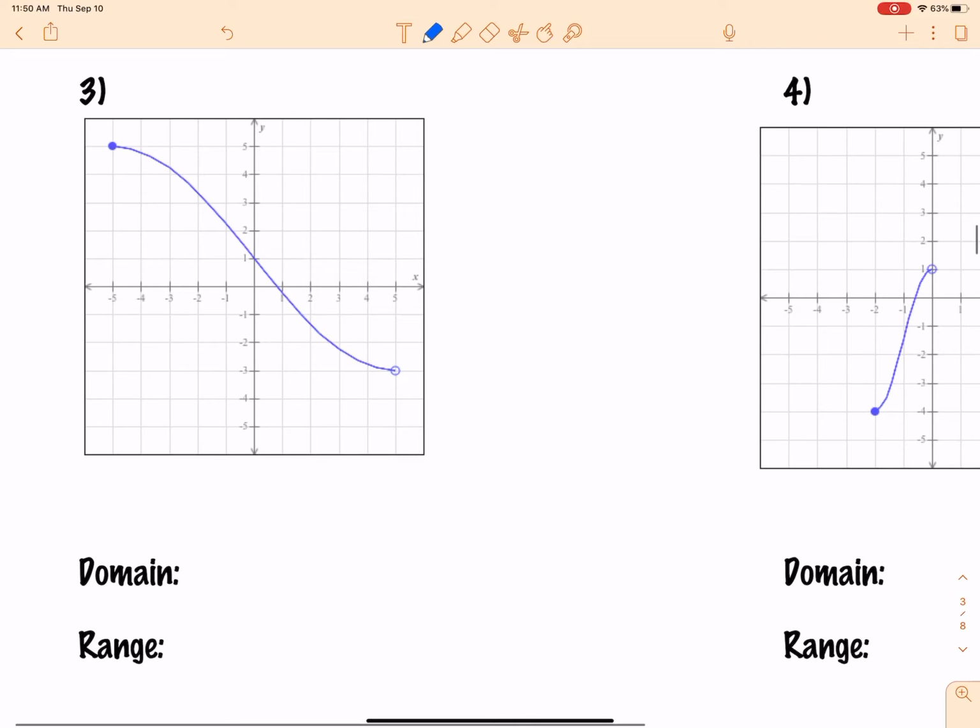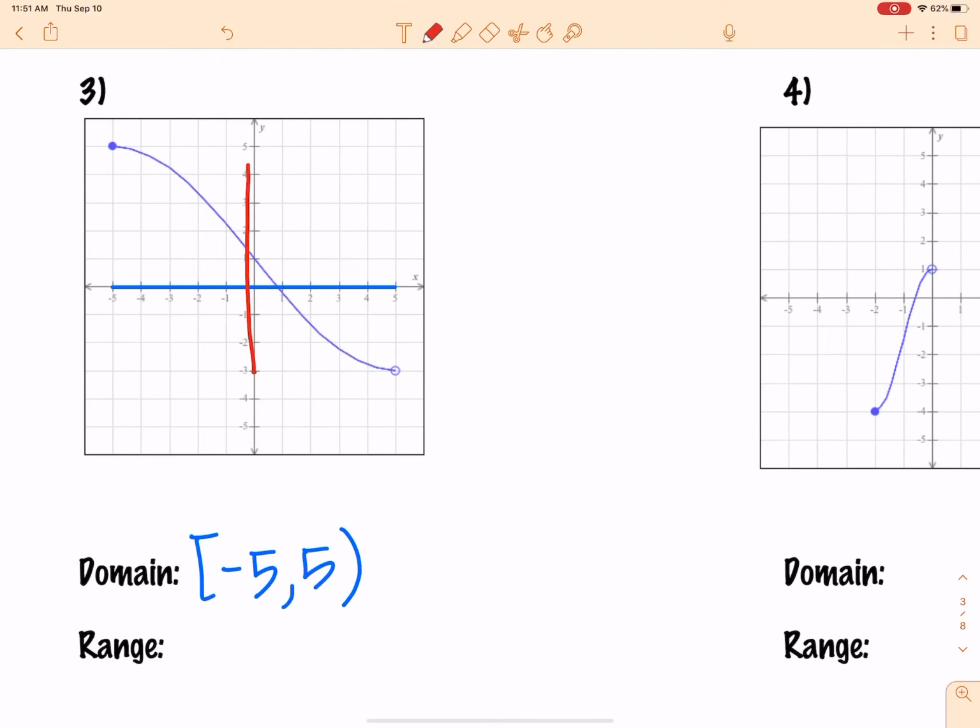Number 3, domain and range, so -5 to 5. And then the original -5 is a bracket because of the closed circle, goes to 5 with an open circle. And then bottom to top, -3 all the way up to 5 with 1 parentheses and 1 bracket.